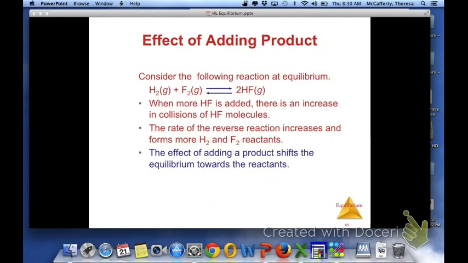So what is the effect of adding product to the equilibrium? Say I add more HF. So there's an increase in the number of collisions of my HF molecules. That means I'm going to increase the reverse reaction, because I have increased concentration, and I'm going to then increase the concentration of those two reactants until the value of K is reached. So the effect of adding more product is to shift the system to the reactant side, to the left, until equilibrium is again reached.